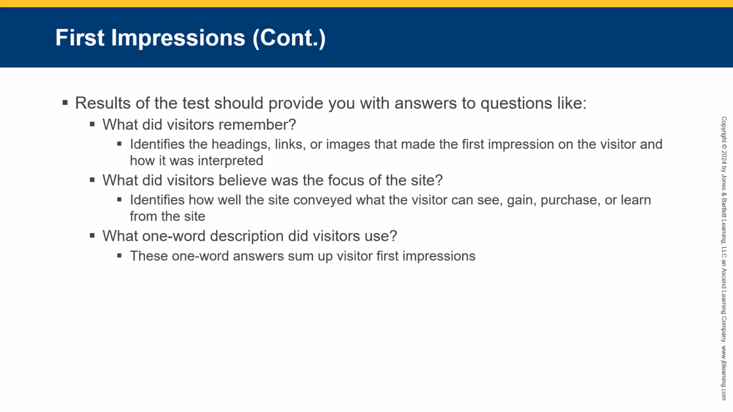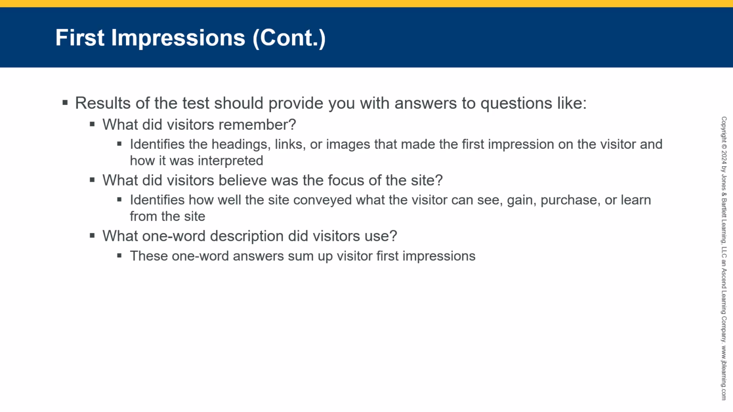What did the visitor remember? This helps identify headers, links, or images that were there, and how they may have been interpreted. What did the visitor believe was the focus of the site? This will identify how well the site conveys the visitor message. Can they see, can they gain, can they purchase, can they learn from the site? What is the focus? And then again, a one-word descriptor based off the visitor's use. So what would be the sum of the first impression of that user?